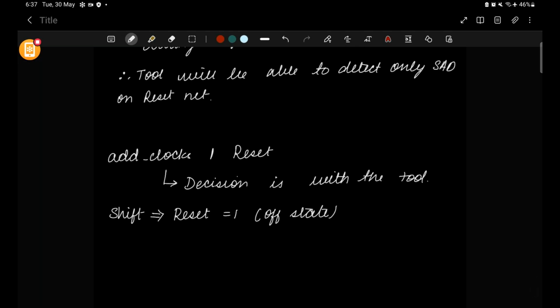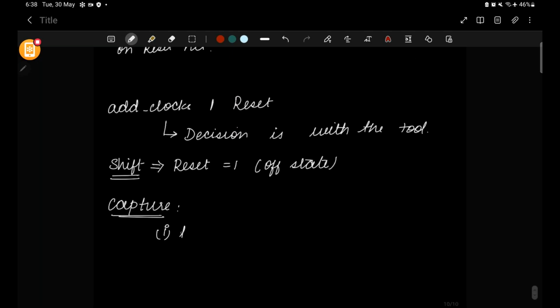During the shift phase, reset should not become 0. If reset becomes 0, then whatever value we are shifting will not get reflected, and only the output of the flop will become 0. So during the shift phase, reset should not be pulsed. Reset has to be in its off state. During the capture phase, the tool can decide.